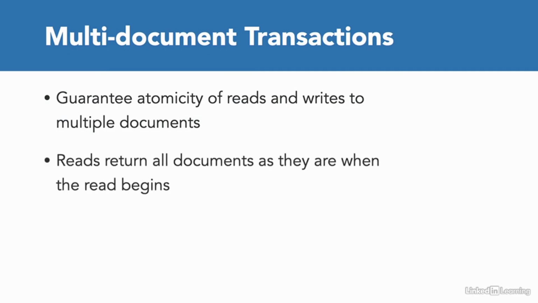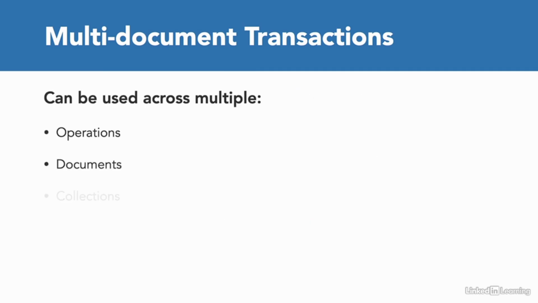That means a read within a transaction returns all documents as they were when the read began. For writes in a transaction, that means that either all writes happen or none. The database cannot end up in a state where only some of the writes in a transaction have happened. Transactions can be used across multiple operations, documents, collections, and databases. Let's try out a transaction in the terminal.